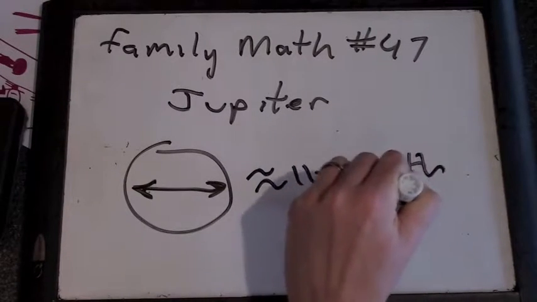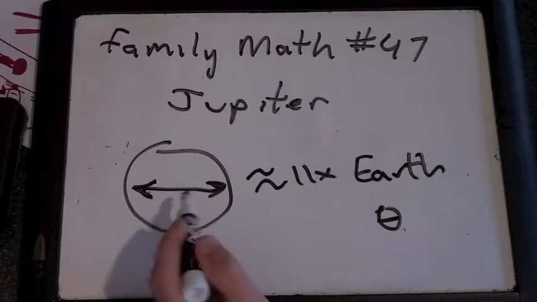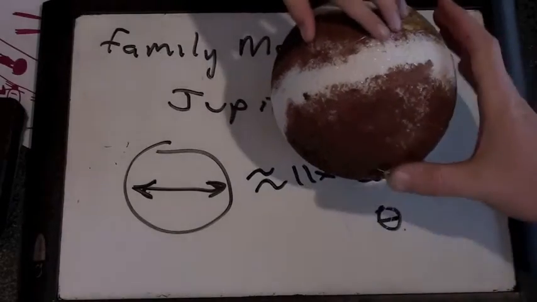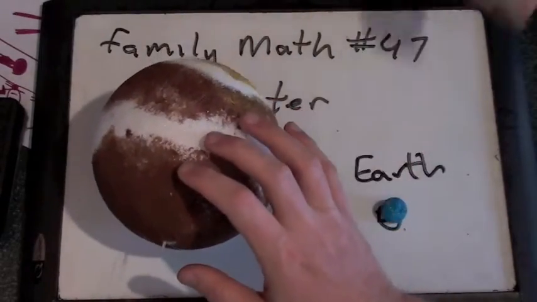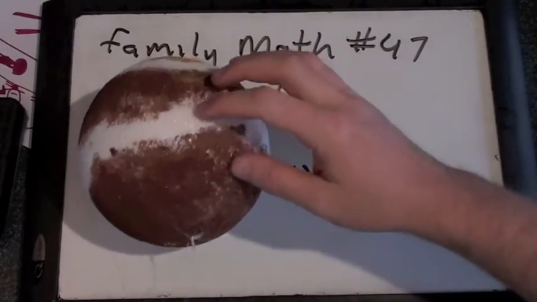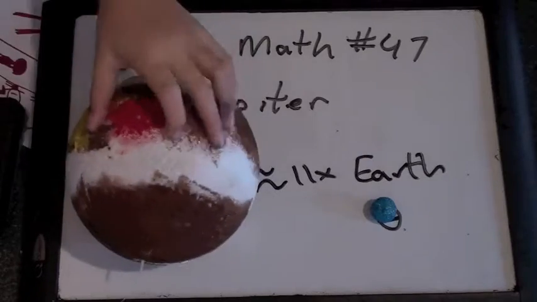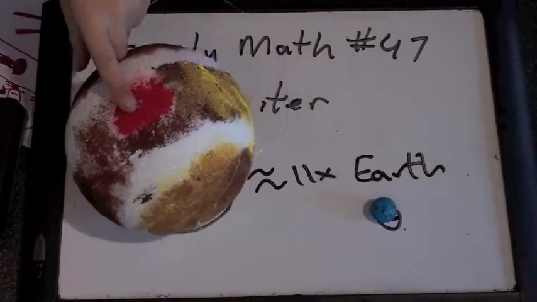So if I have a little Earth like this, the distance across Jupiter is about 11 times the distance across Earth. And we have a little model of Jupiter. Can you put Jupiter on, please? Okay, so there's our Jupiter model, and then where's our Earth model? So this is fairly close to being right. Wait a minute, that's not Jupiter. Jupiter has a big red spot. Oh, you tricked me. All right, great.